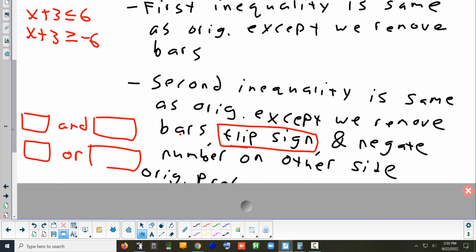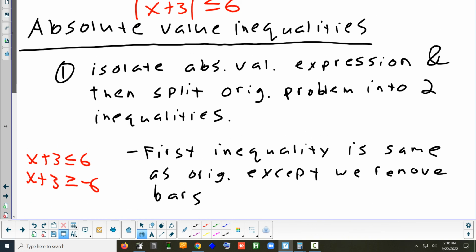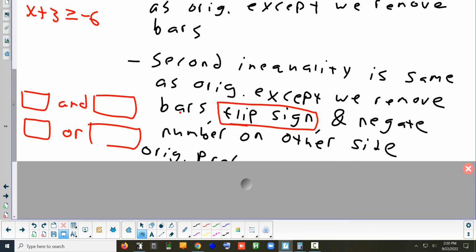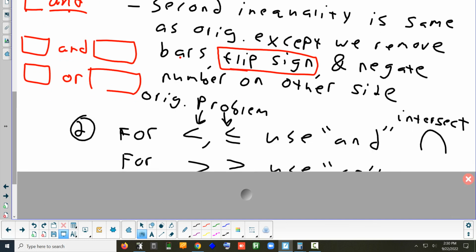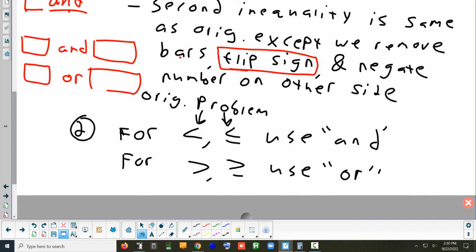The way you can remember what word you're supposed to use when you write your answer is if the original problem has a less than symbol. A less than symbol always means you use an and. Doesn't matter if it's less than or equal to. Any type of less than symbol uses and, so I remember land. Less than and land. Okay, that's one way you can remember it. Less thans use ands. Greater than uses or.